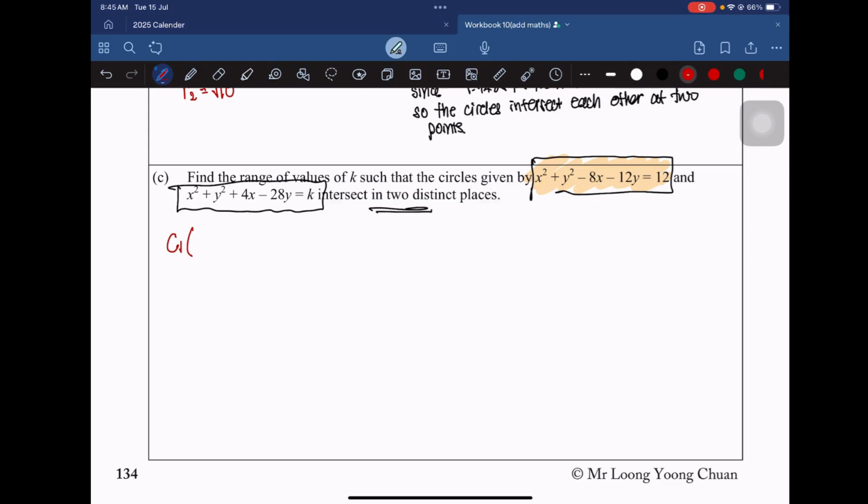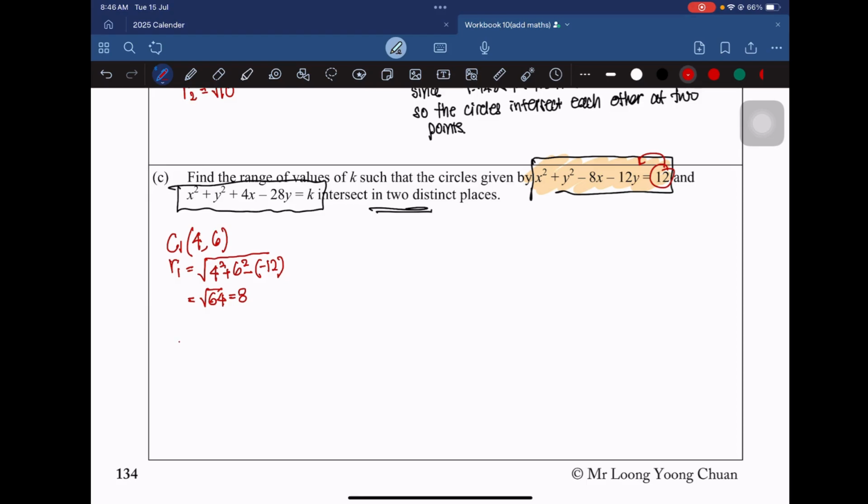So in this case it is the expanded form. The C1 will be -8 become +8, divide by 2, so it's 4. Then -12 become +12, divide by 2, so it's 6. Then your R1 is equal to the square root of 4 square plus 6 square minus, this 12 you bring over, so minus 12. So from here I get square root of 16 plus 36 plus 12. I get 64, which is equal to 8.